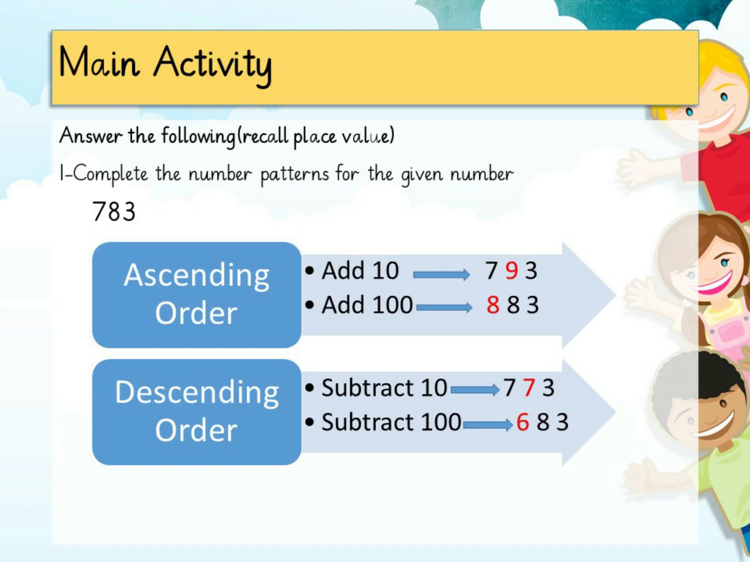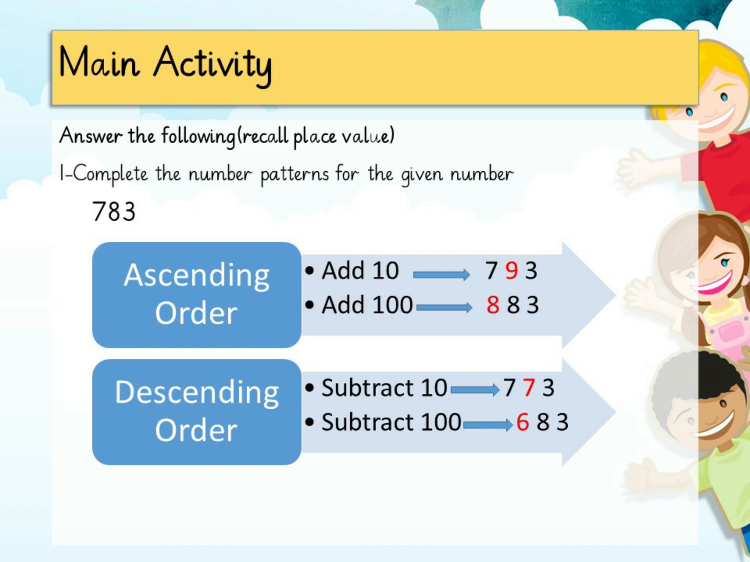There are 2 terms given over here, ascending order and descending order. First of all, you need to know the meaning of ascending and descending. Ascending means increasing and descending means decreasing. By adding 10 or 100 to 783, the value of 783 is being increased. And by subtracting 10 and 100 from 783, the value of the number is being decreased.